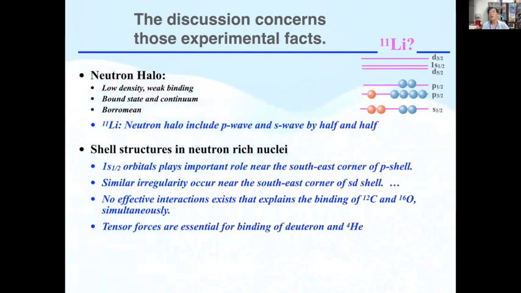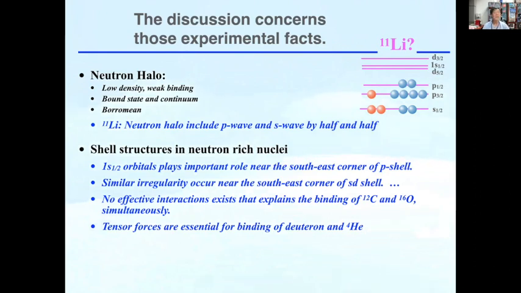So neutron halo, I don't repeat many details, but essentially it's low density and weakly bound neutrons that are sitting around the core of the nucleus. And it is an object that's very loosely bound. So you have to discuss the structure of that. You cannot forget the continuum. You have to discuss bound state and continuum at the same time.